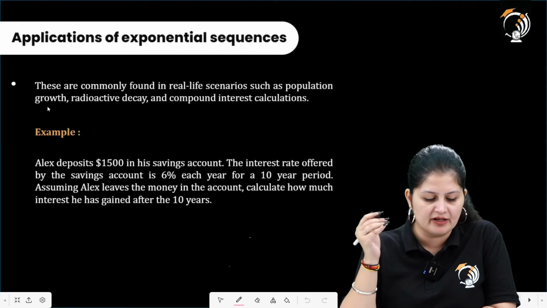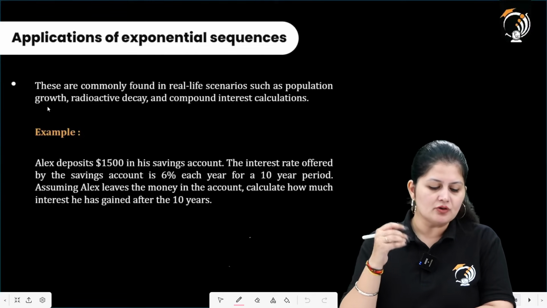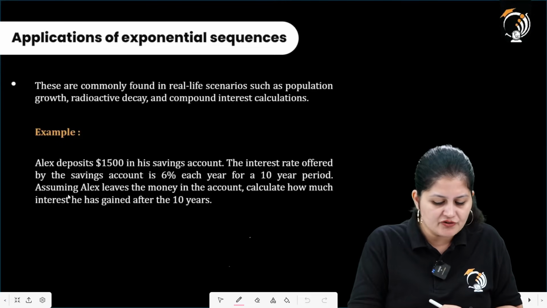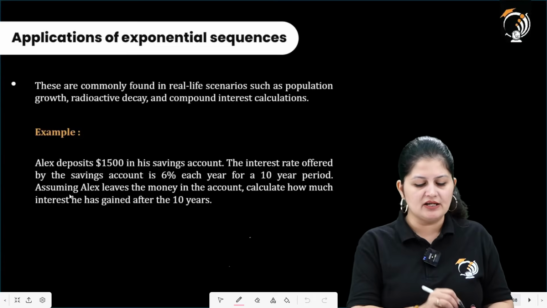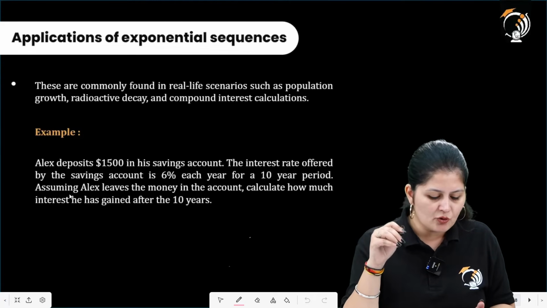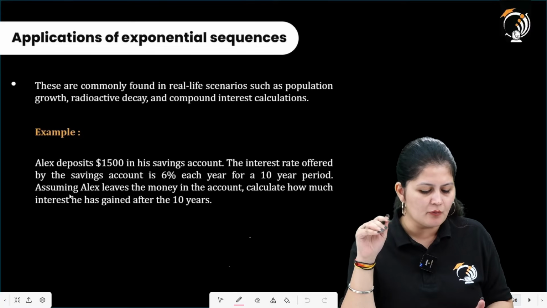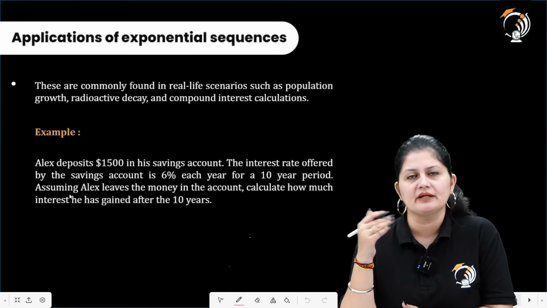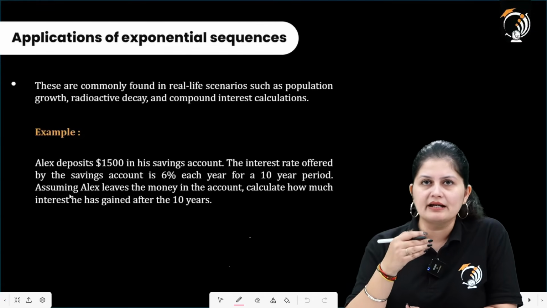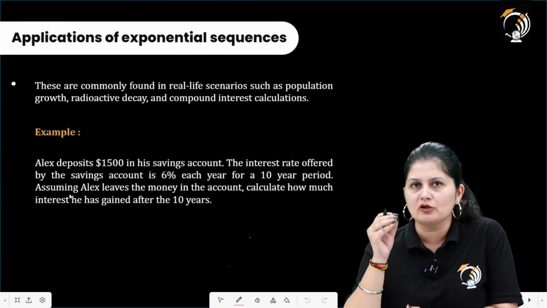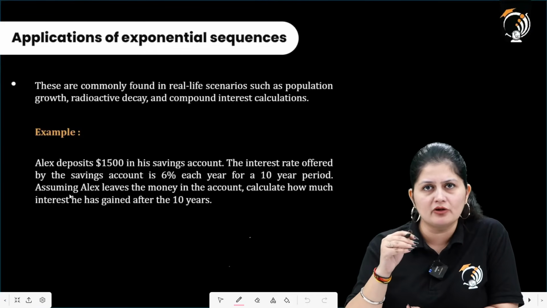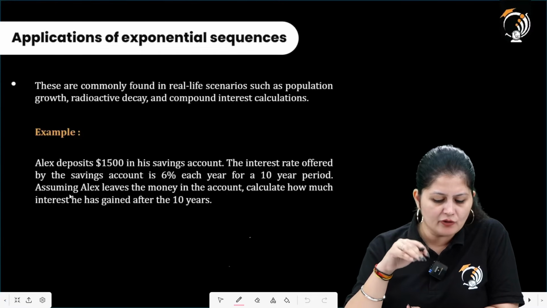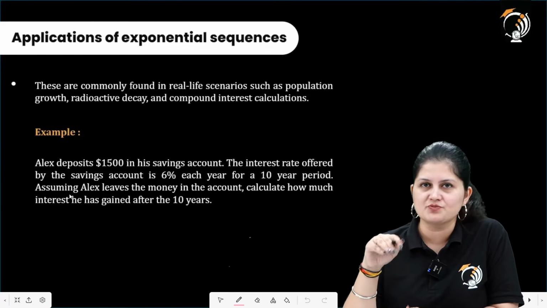Okay. Now, moving to the applications of exponential sequences, these are commonly found in real life scenarios such as population growth, radioactive decay, and compound interest calculations. So there's an example given. Alex deposits $1,500 in his savings account. The interest rate offered by the savings account is 6% each year for a 10-year period. Assuming Alex leaves the money in the account, calculate how much interest he has gained in 10 years. Clearly, this is something where the growth is happening exponentially, right? So we are going to multiply it with a common ratio here, as the question is of compound interest, and we already had a session on how we can solve questions on compound interest. So there you will get an idea of how we will be solving this particular question.